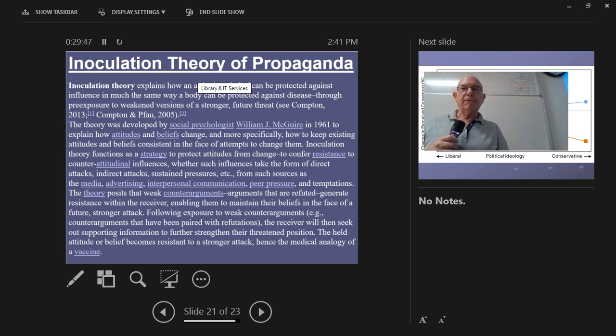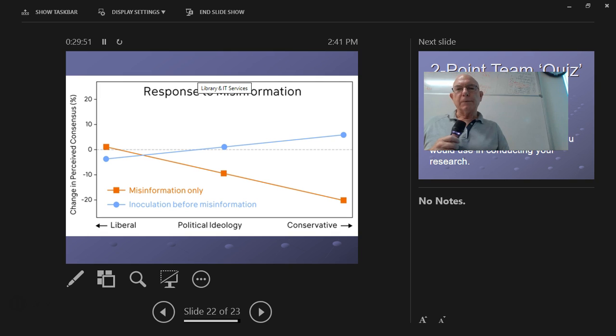And one of my favorite ones, the inoculation theory of propaganda. When you look it up on Google, it's mostly talking about how to protect people from new ideas. But the way I think it's happening right now is kind of just the opposite. It's being used as an offensive weapon rather than a defensive weapon.